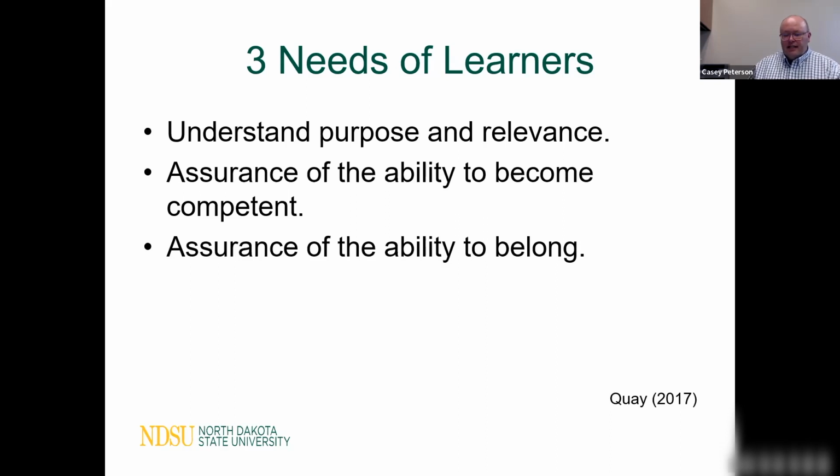So if you can not only connect to, here's what we're going to study in biology this semester and why, but here's why it's a general education requirement. Let's talk about what that means for a minute. If you can take a step back and help them understand, make those connections about purpose and relevance and how this general education will help them in the rest of their studies and moving forward in life, hopefully that does make a difference.